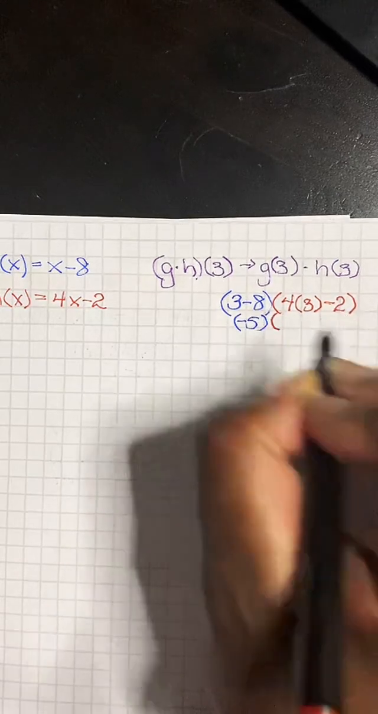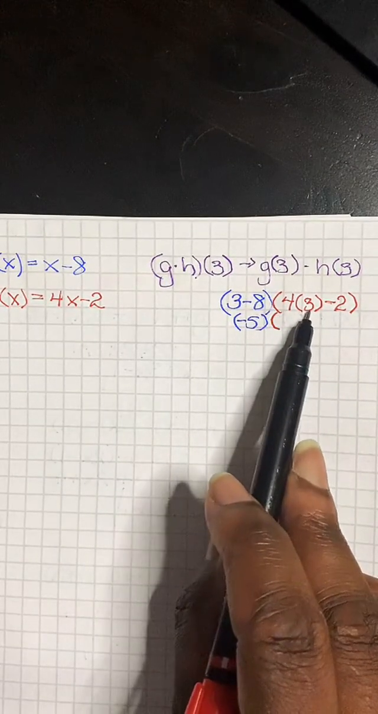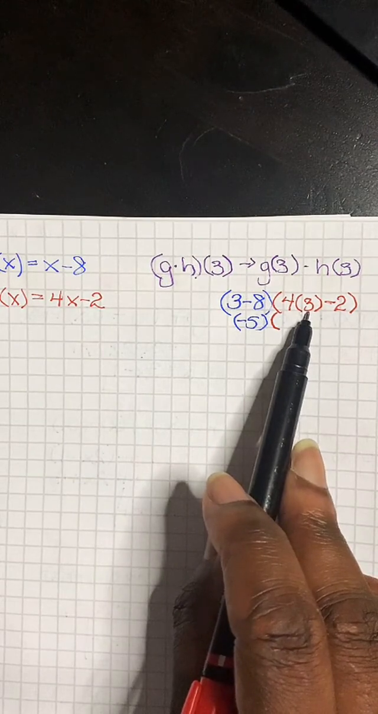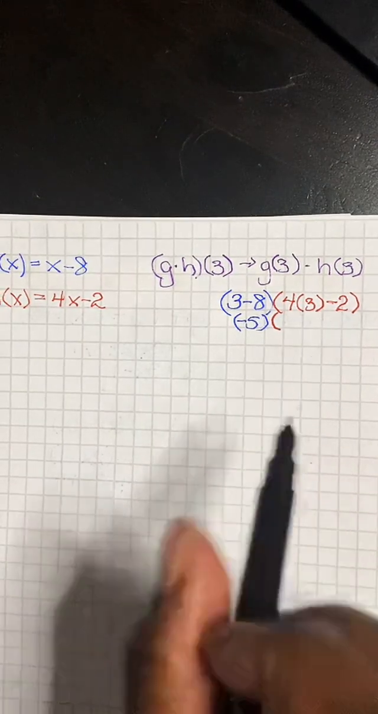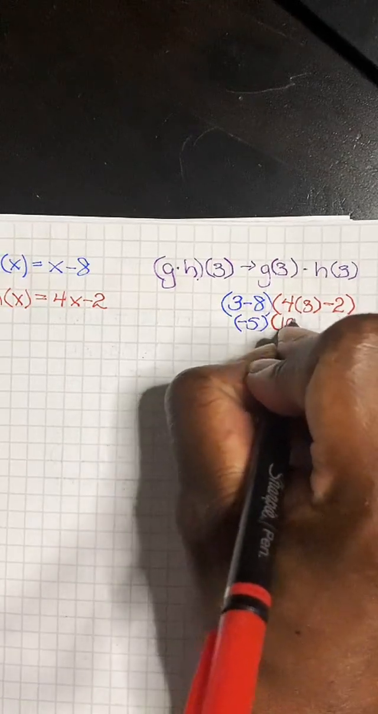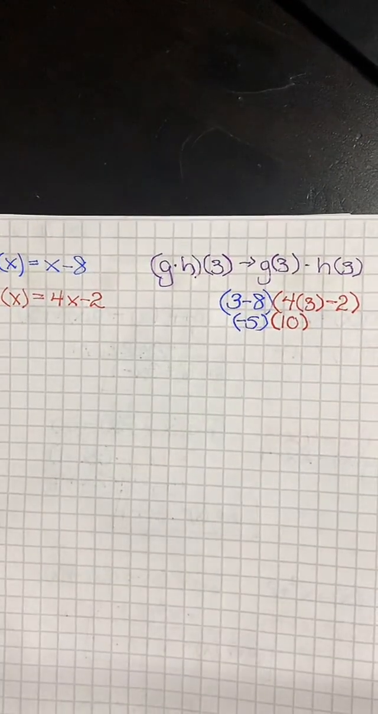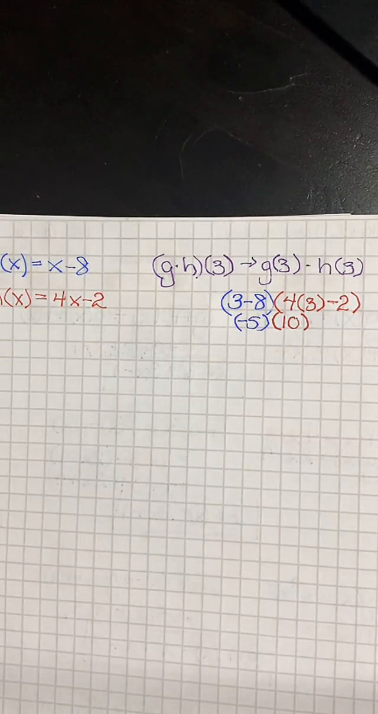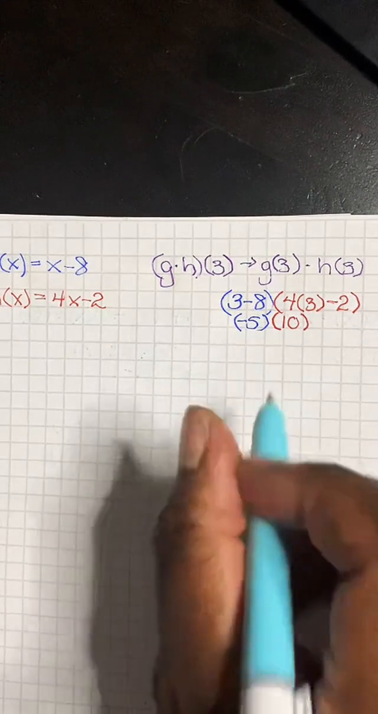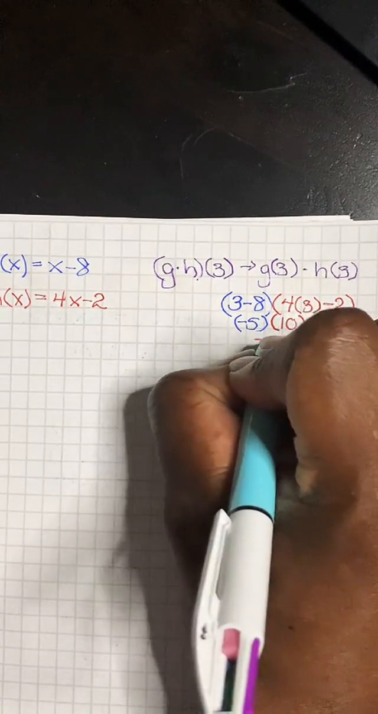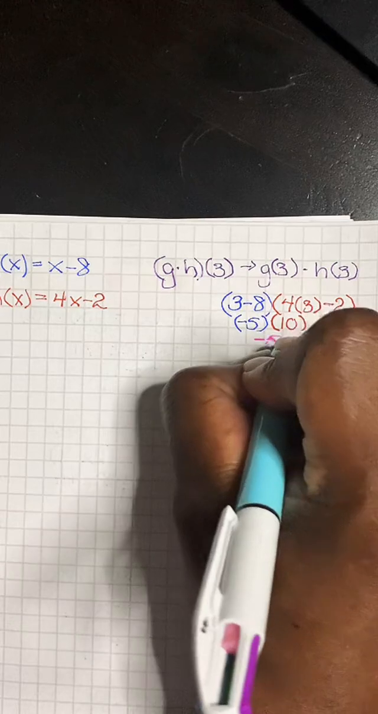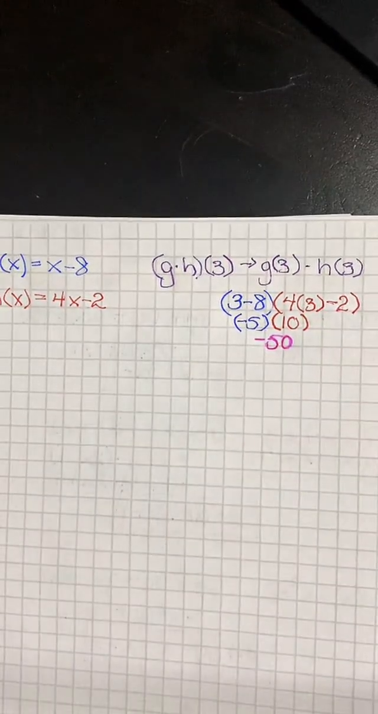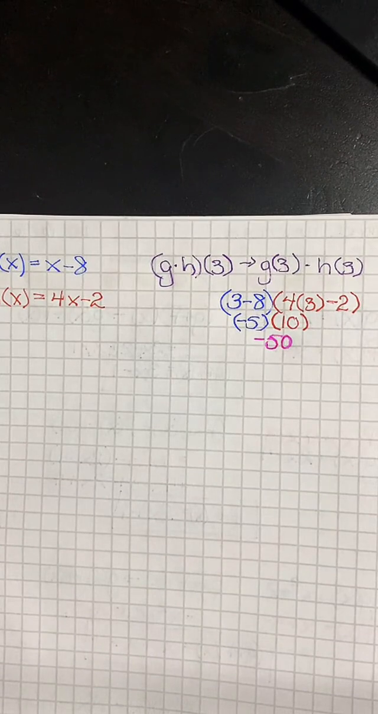Whereas inside my red parenthesis, we have 4 times 3, which gives me 12. And then 12 minus 2 gives us 10. Okay. So since we're multiplying these two, that's when we get -5 times 10. That's where the -50 came from. All right, so yeah, you did it right, Holder.